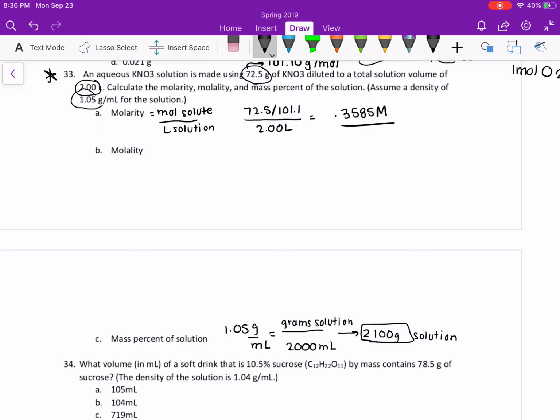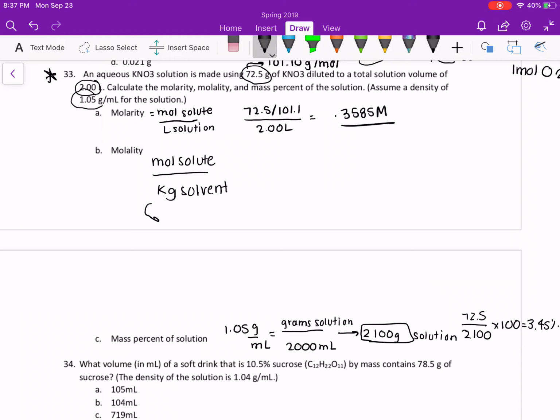If I want the mass percent, now I just do 72.5 over 2,100. That's going to give me a mass fraction times 100. So when I do that, you should get 3.45%. Now that you have both of these masses, it's a lot easier to go back and find molality. But remember, for molality, it's going to be moles of the solute over kilograms of solvent. So that's why it's more important for me to find the mass of the solution first, and then do that.